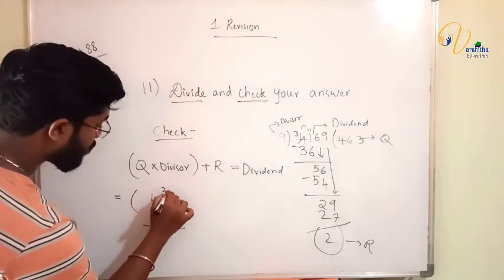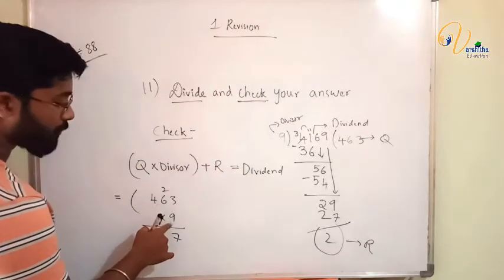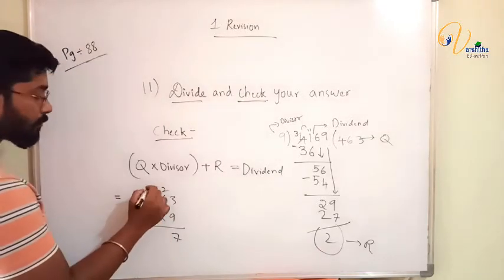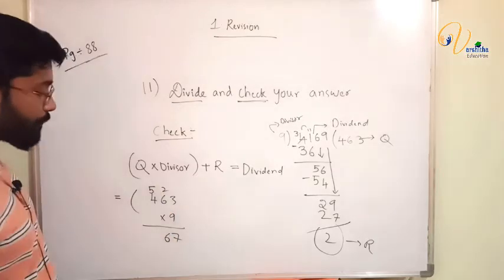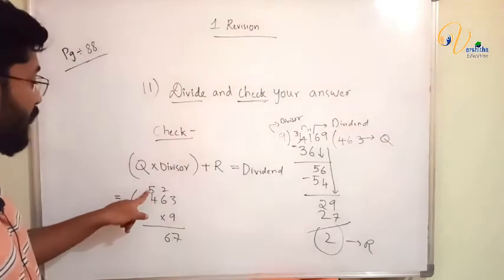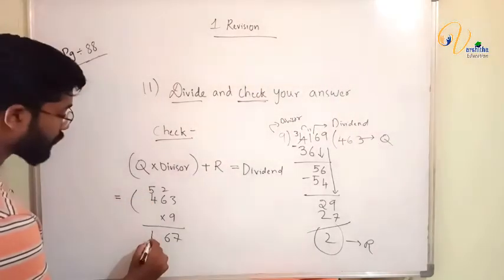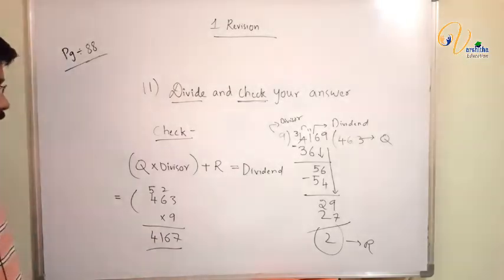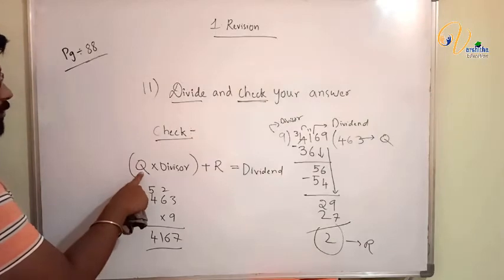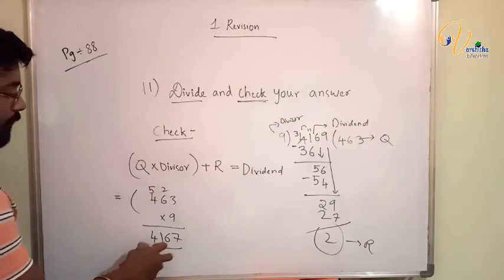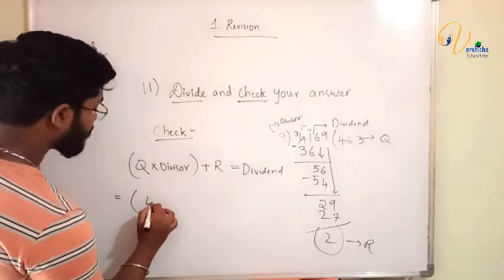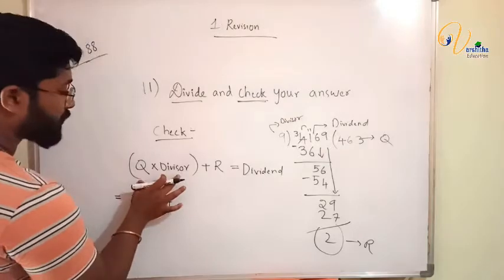9 3s are 27. 6 9s are 54, plus 2 is 56. 9 4s are 36, 36 plus 5 is 41. So this is the product. The product for the multiplication of quotient and divisor is 4167. For this you have to add the remainder.